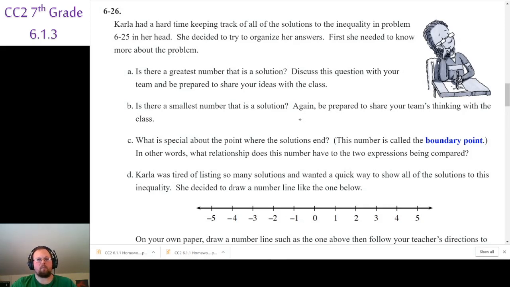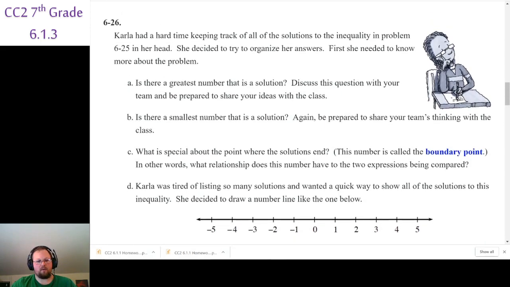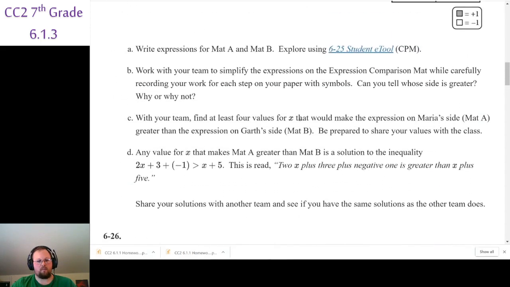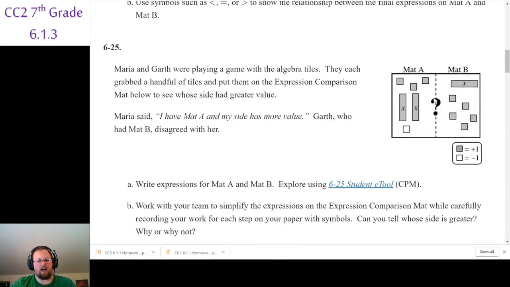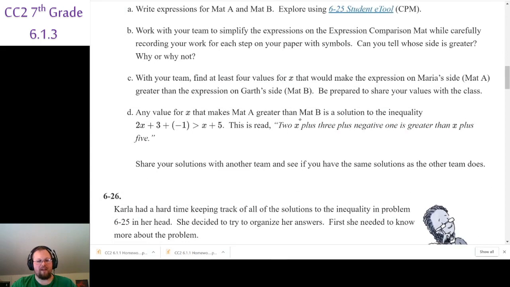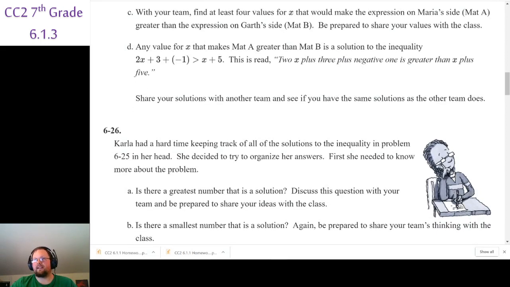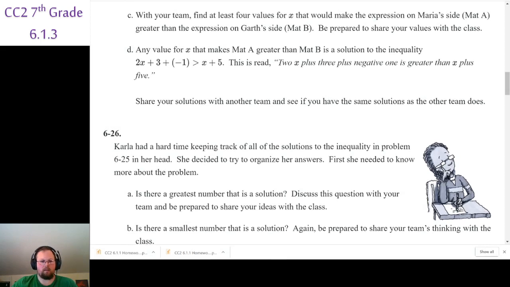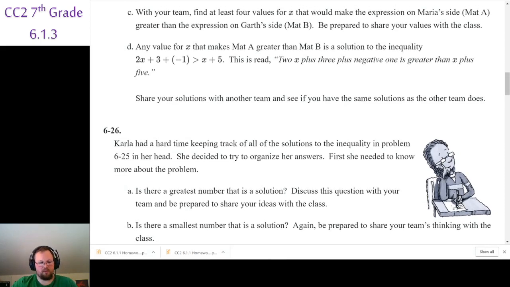Now, I personally am not going to be going over too much of the solving of expressions here. I will talk about those a little bit, where they say, hey, we are telling you that this left side is greater than this right side. So they tell you that 2x plus 3 plus 1 plus a negative 1 is greater than x plus 5. And then your goal is to try and figure out what values make this true. And this is a really poor example to start with.